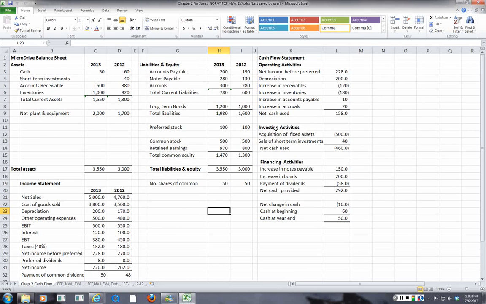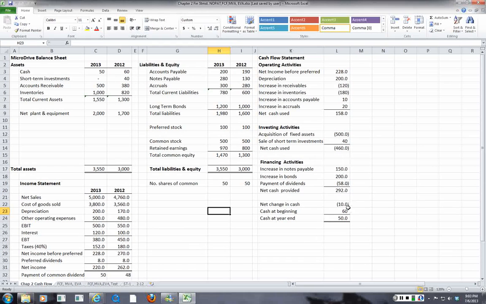Then we've got investing activities, and there's a big chunk here of increased acquisition of fixed assets of half a billion dollars, $500 million. Well, I guess it's $500,000. That's a lot, so you want to find out how they financed that. We can look down in the financing activities, and we can see that they increased notes payable by $150,000 and increased bonds by $200,000. So that's $350,000.